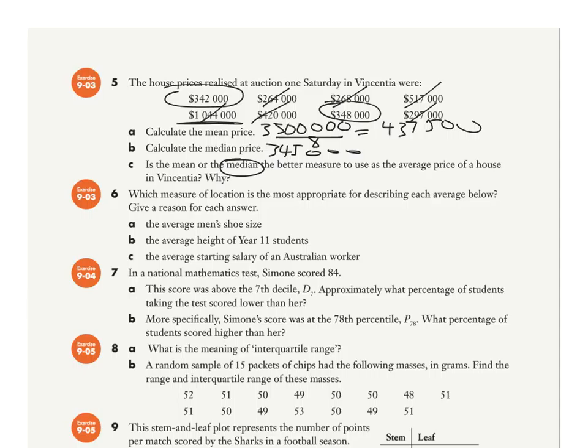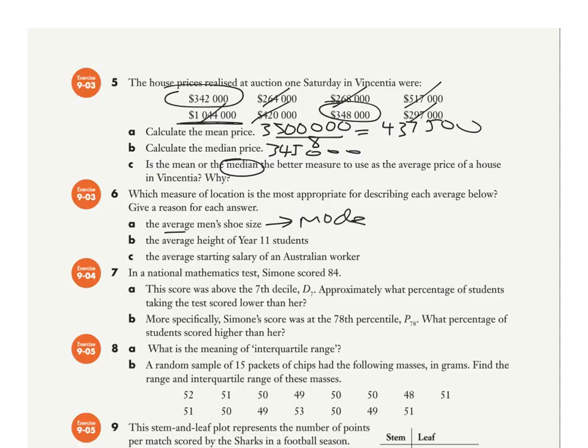Okay, which measure of location? Your location is your mode, your mean, or your median. Which one's most appropriate? Okay, the average men's shoe size. Now don't think average means mean necessarily. All of them are averages. So the average men's shoe size, the best one for that is mode.